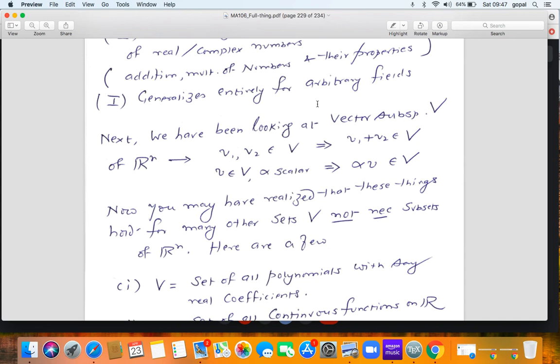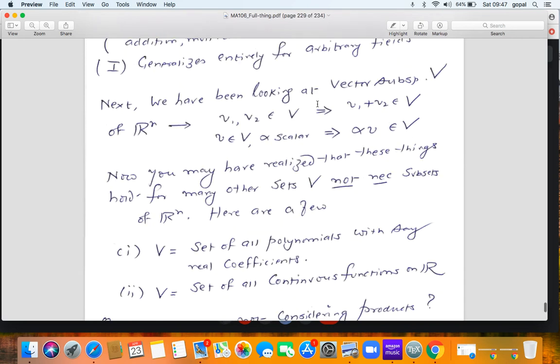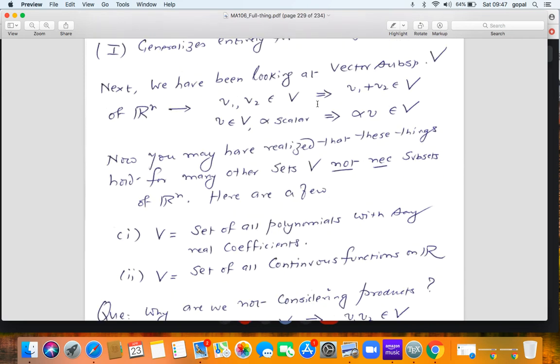For example, you could take V to be the set of all polynomials with real coefficients. I can add two polynomials and the result is a polynomial. I can multiply a polynomial by a real number and again the result is a polynomial. Suppose I take the set of all continuous functions from R to R. If f and g are continuous, the sum f plus g is also continuous. If f is continuous and alpha is a scalar, then alpha f is also continuous.